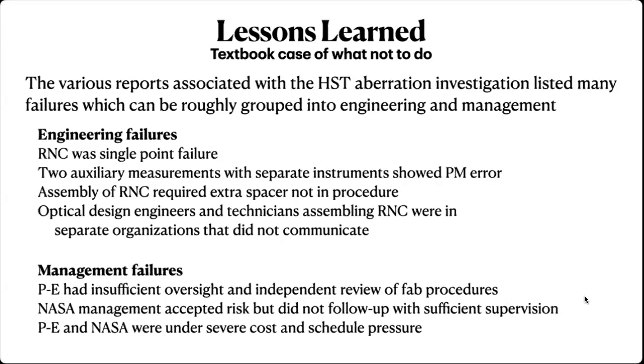And the reason that these compromises were made is that PerkinElmer and NASA were under severe cost and schedule pressures. Hubble had a very checkered history of funding. It was on, it was off. And so people were feeling the pressure to get it done and get it in space. When you do that, problems occur.